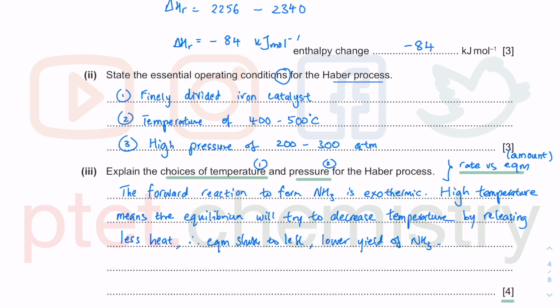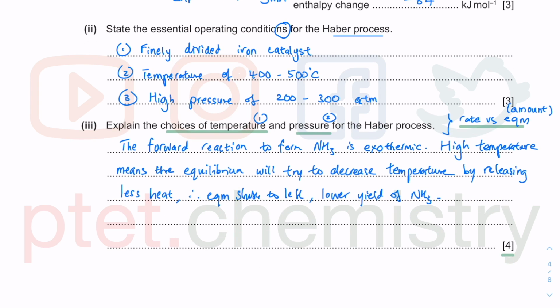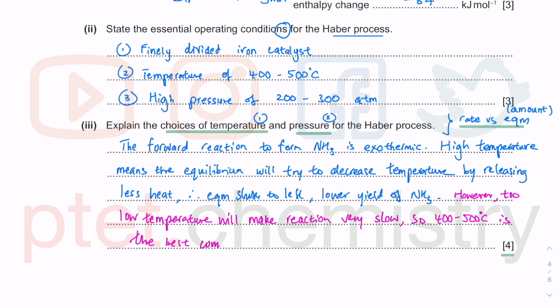That is not good at a high temperature. So what can we do to counteract this? Do we want as low a temperature as possible in order to go to high yield of ammonia? Of course not, because too low a temperature will make the reaction very slow. So 400 to 500 degrees Celsius is the best compromise. I've written quite a lot there. You can probably summarize it a little bit and get straight to the point.